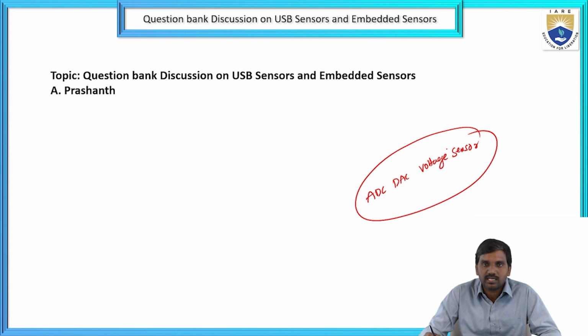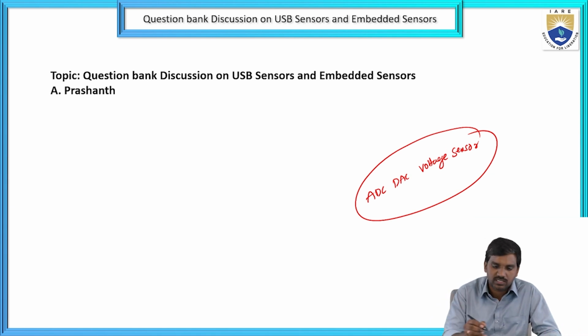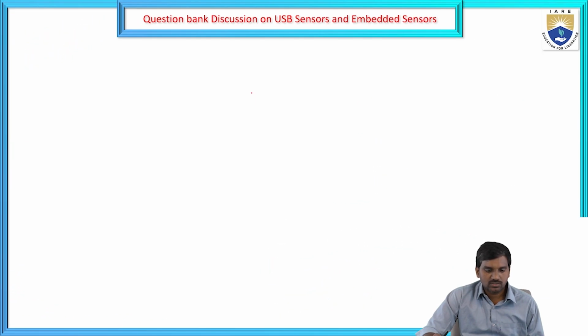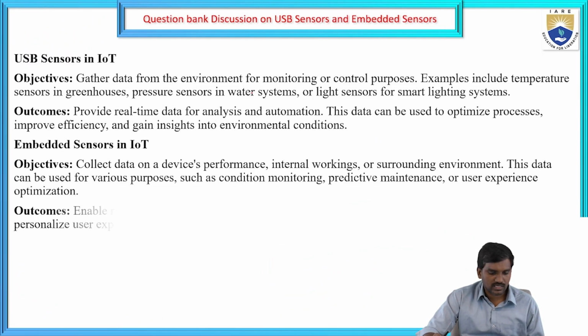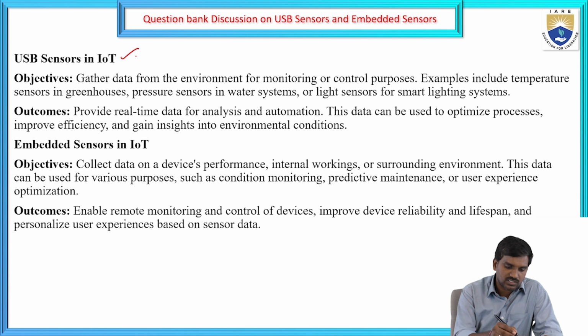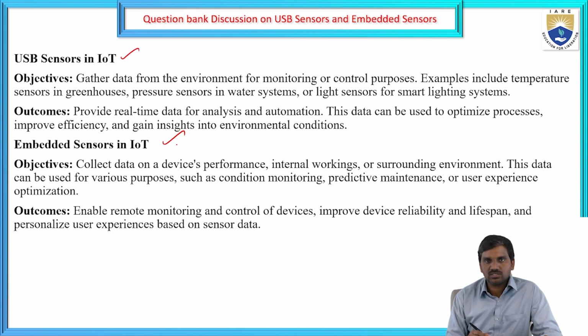So now we are entering into another question bank discussion on another topic, that is USB sensors and embedded sensors. Let's start with the first, USB sensors. What is an embedded sensor? What is the objective? What are the outcomes? What are the objectives of embedded sensors in IoT? What are the outcomes of embedded sensors in IoT? So here, USB sensors and embedded sensors are very essential. They can play a very essential role to build IoT real-time projects.